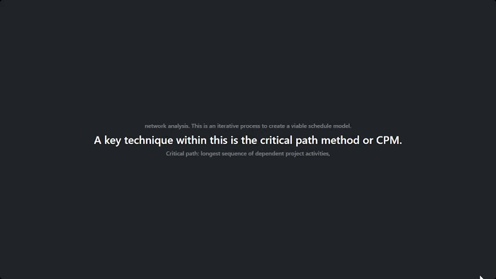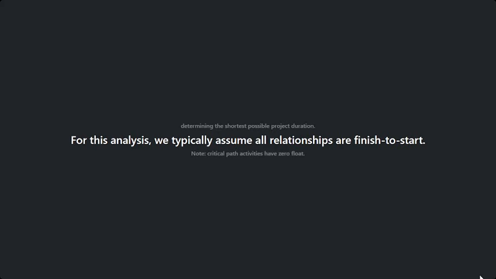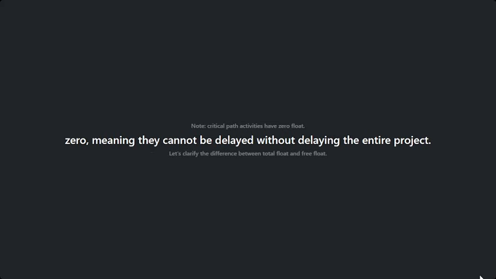A key technique within this is the critical path method, or CPM. The critical path is the longest sequence of dependent activities in a project, determining the shortest possible project duration. For this analysis, we typically assume all relationships are finished to start. It is crucial to note that activities on the critical path have a total float of 0, meaning they cannot be delayed without delaying the entire project.